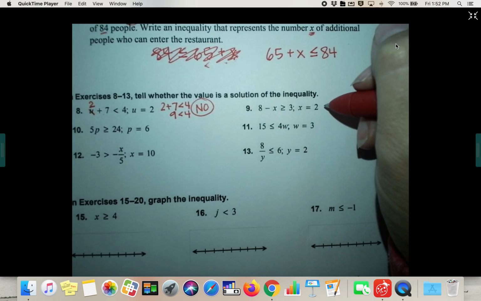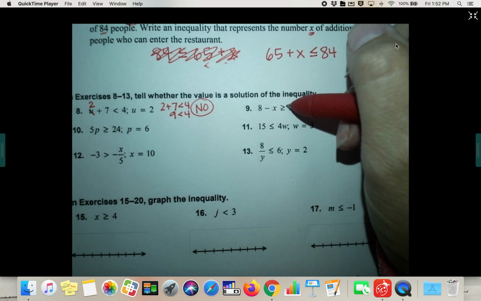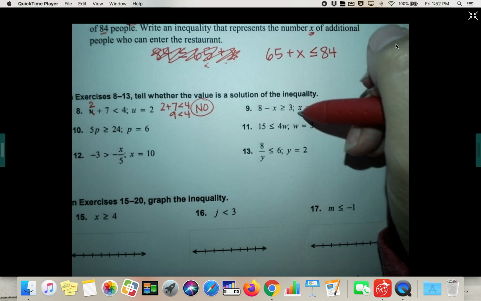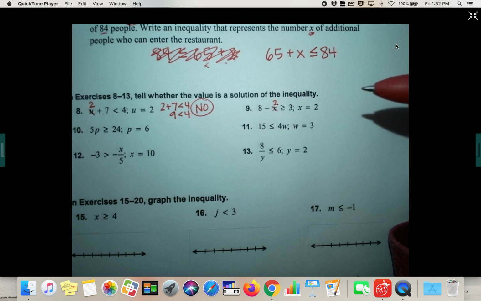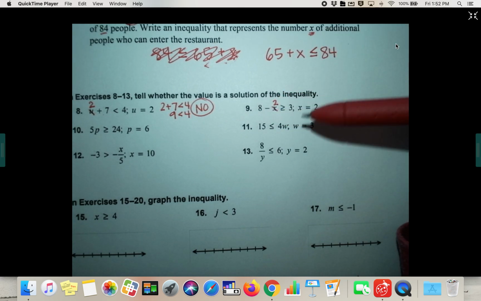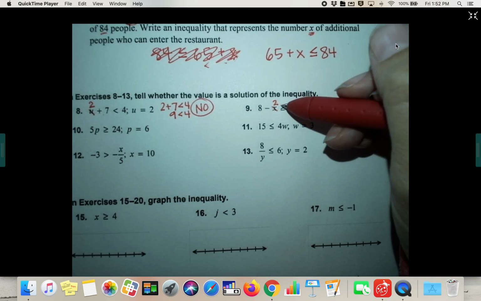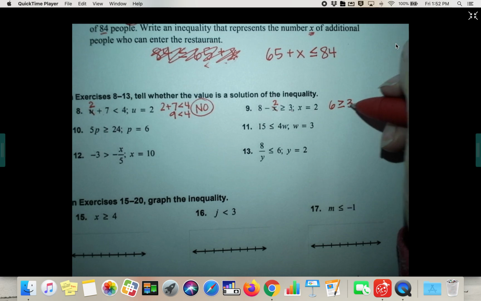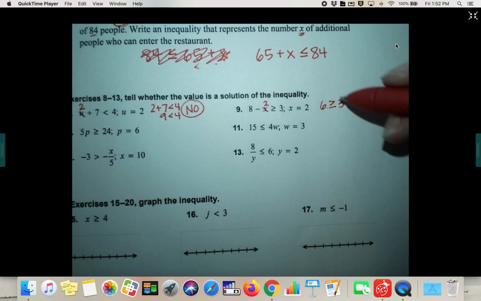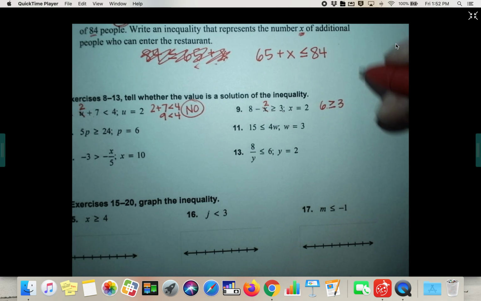All right, number 9. 8 minus x is greater than or equal to 3, and I want x to equal 2. So we're going to plug in a 2 right there. So 8 minus 2 is 6. We want to know if 6 is greater than or equal to 3. And 6 is greater than 3. So it doesn't have to be both. It just has to be at least one. So 6 is greater than 3. So this one is yes.